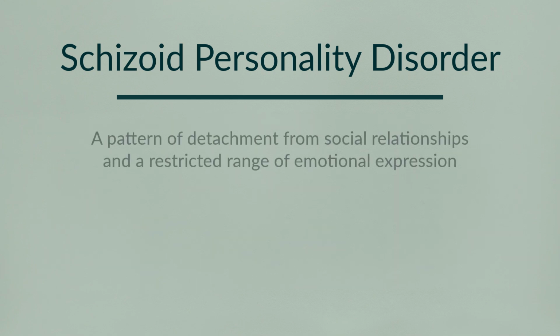The next one in the cluster A is schizoid. Here, the pattern is a kind of detachment. People with this type of personality are really not interested in social relationships. And by the way, it's not a problem for them, right? So you might think, well, that poor person hasn't got a lot of social engagement. That must be terrible. But for them, it's no problem at all. They don't look for it. They don't want it. And in schizoid personalities, there's a very restricted range of emotional expression and affect. So they seem flat.